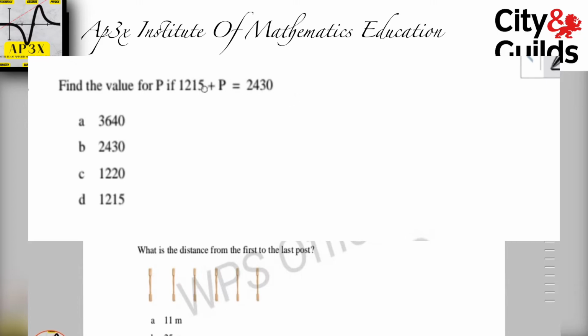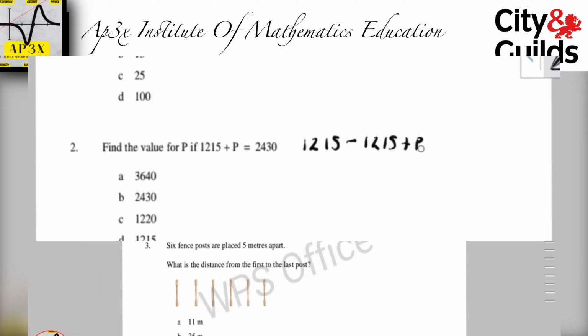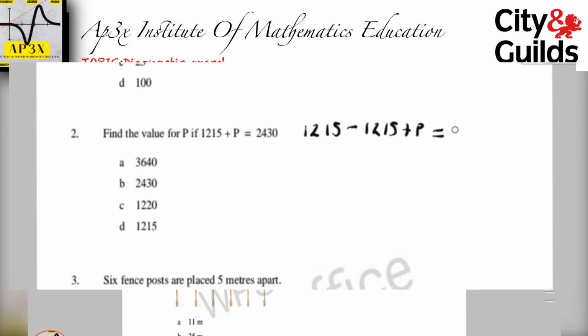So in this case here, because we are adding 1215 to the variable P, we're going to go ahead then and say 1215 minus 1215 plus P, and then that's going to be equal to the other side as well, 2430 minus 1215. We have to balance the equation by doing the same operation on both sides of the equation.